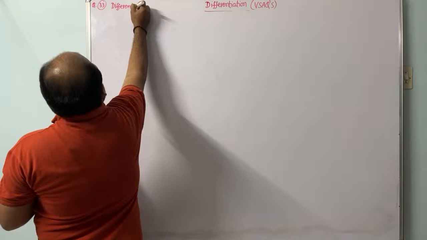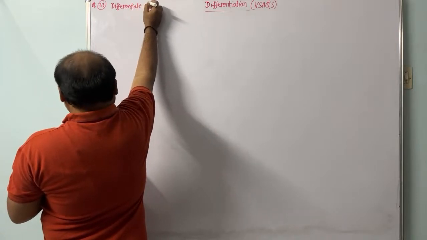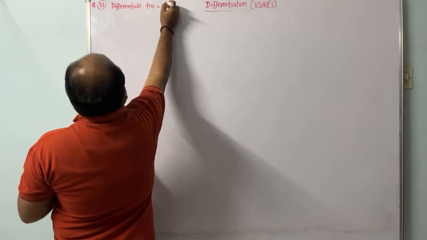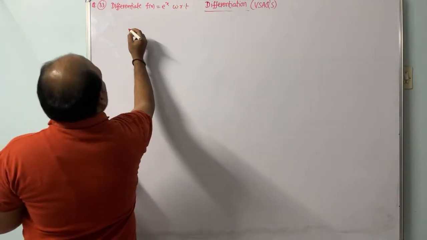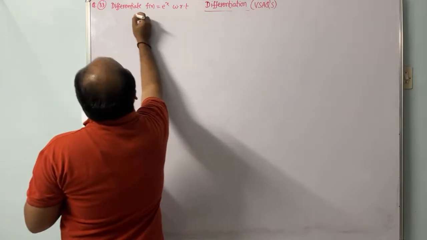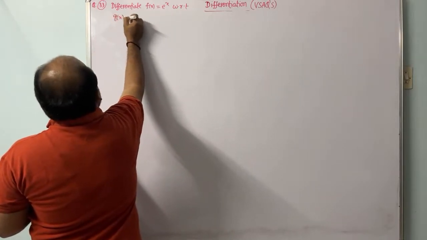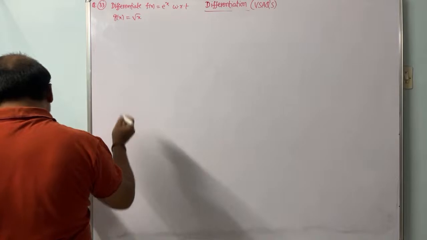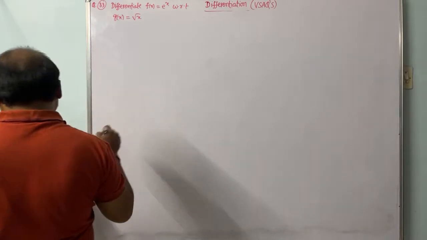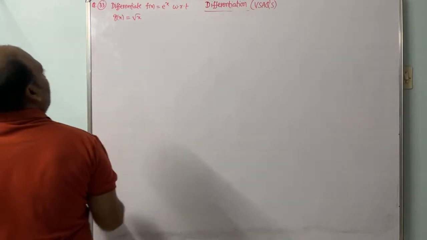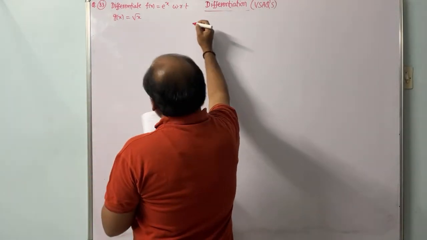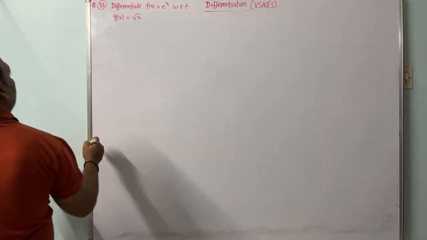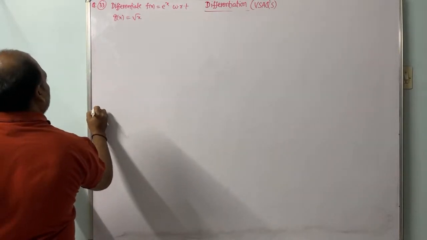Differentiate f of x equal to e power x with respect to g of x is equal to root x. These type of problems are important. And next, 34th question number.